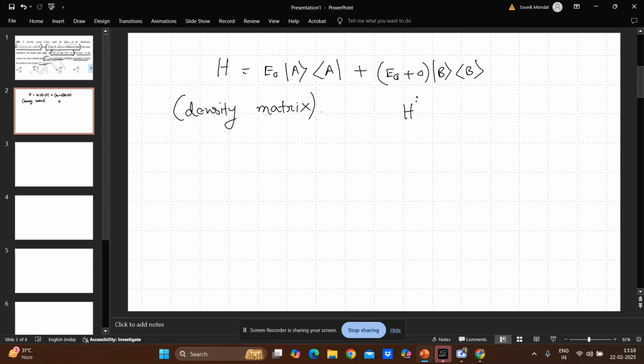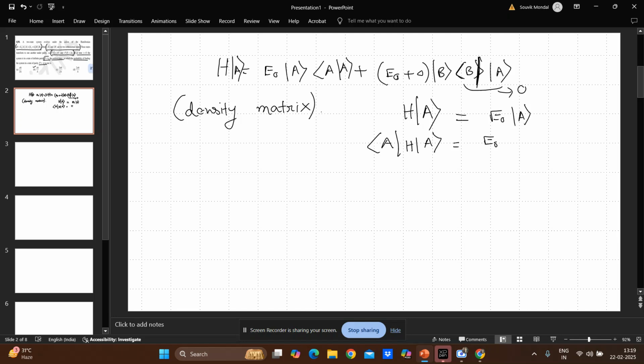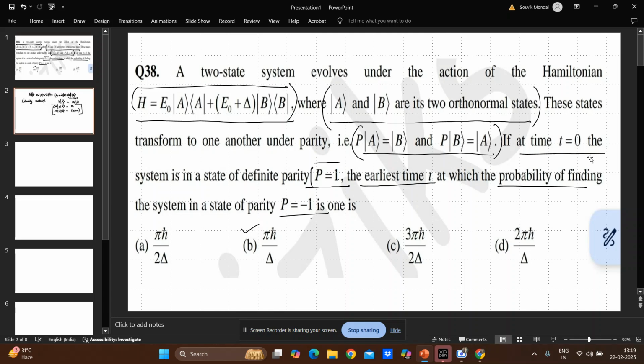Let me give you something. Suppose you are operating H on A. So what is H of A? If you act on |A> on this side, you will get H|A>. Now B and A are orthonormal states, so that term will give you 0, so you survive only with E naught |A>. Now again act with bra A from the left side, and you will simply get E naught, because A and B are orthonormal states. Similarly, <B|H|B> is E naught plus delta. So these are the two pieces of information basically encoded in this form.